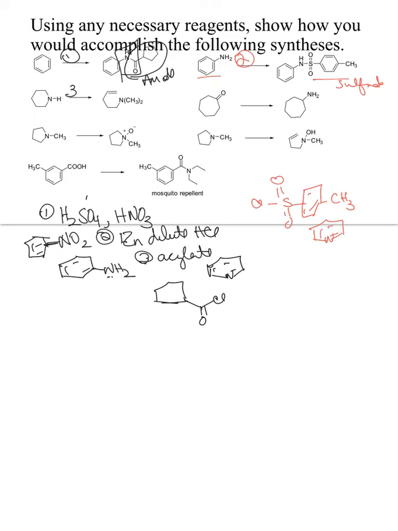Okay, let's go to 3 over here. This is an elimination, and so let's go with a Hofmann elimination. So number 3, you need to add CH3 iodide, and then silver oxide, and then you want to warm that up. So let's just draw that reaction out.